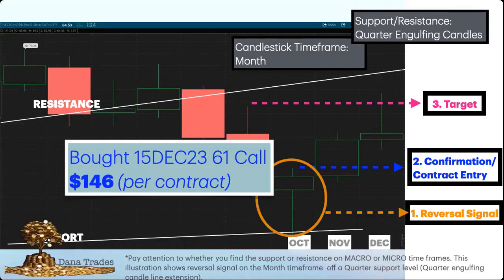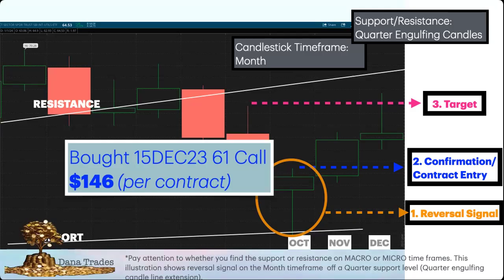Upon receiving confirmation when the price of XLU exceeded the high price of the signal, I purchased a call with a 61 strike that expired on December 15th for about $146. Note that the expiration date I purchased is 2.5 months past the signal to provide reasonable time for price to reach the target. I predefined my risk in that the amount I paid for each contract, here about $146 plus fees, is the maximum I could potentially lose on the trade.